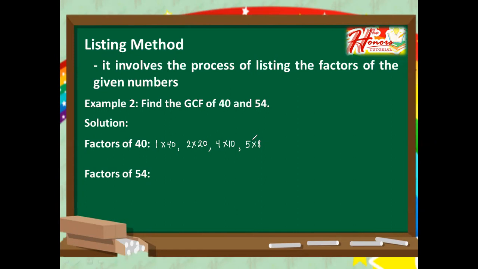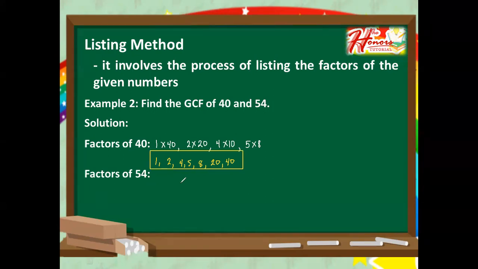How about 9? It's not. If you're thinking of 10 times 4, please don't write it here, because you already have 4 times 10. It's the same number. So these are the factors of 40. Let's write it in increasing order. So we have here 1, 2, 4, 5, 8, 10, 20, and 40. So later we will choose from here.